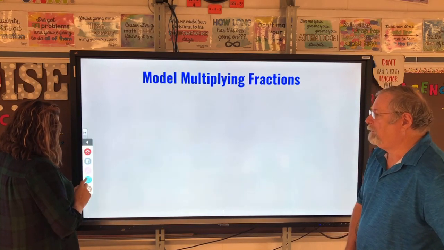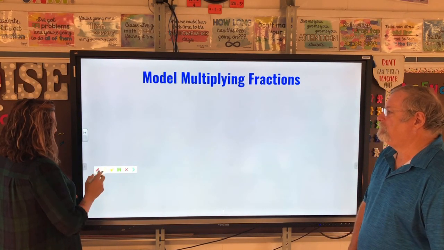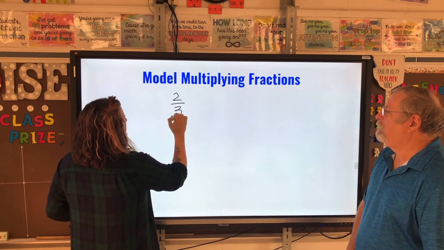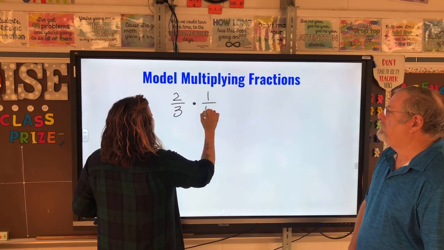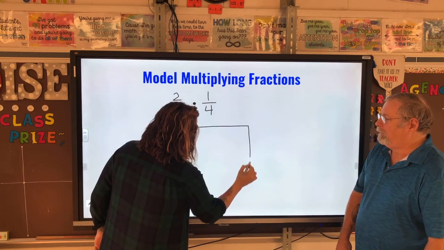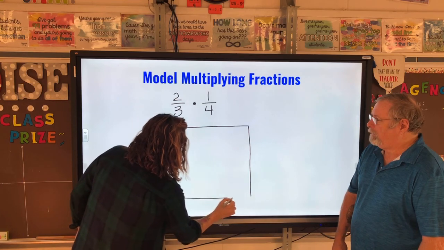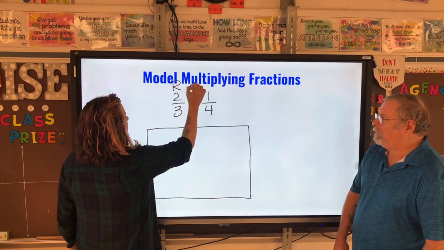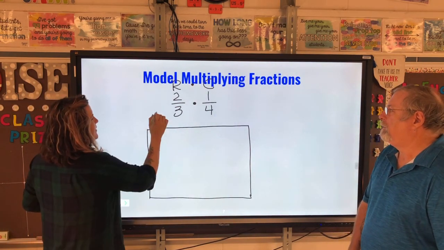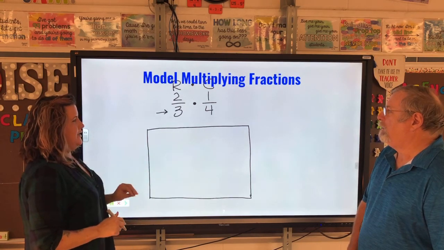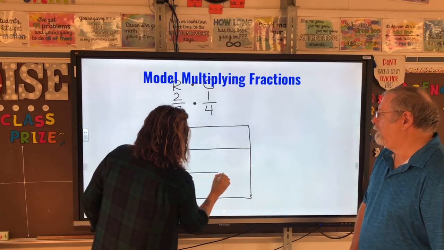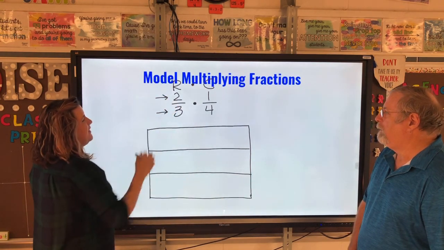So you can use X's and circles to model the multiplication of fractions. I'll show you. Let's do 2/3 times 1/4. Nice and easy, that way we can keep it kind of big. I start by drawing a big square or rectangle, and I like to do rows times columns, RC. My bottom number tells me how many rows I need. I need 3, so I'm going to split my rows into thirds. And then the top number tells me how many to color in.